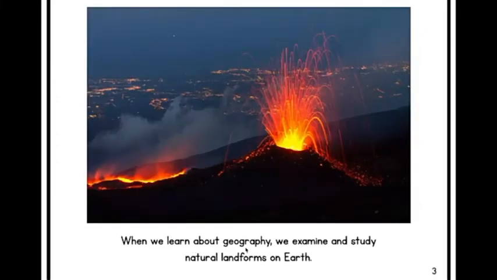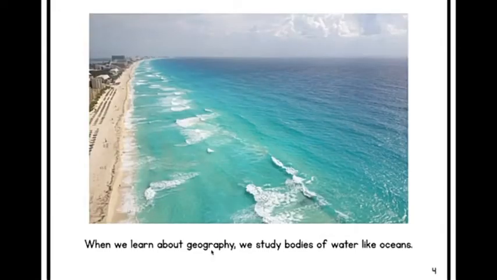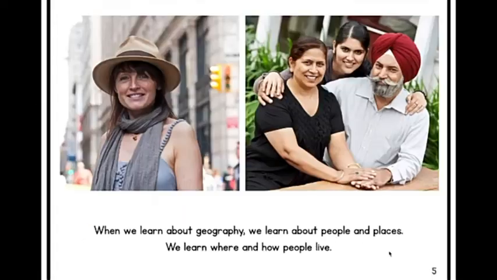When we learn about geography, we examine and study natural landforms on Earth. When we talked about habitats, we talked a little bit about landforms, forests and volcanoes and oceans. Those are called landforms. When we learn about geography, we study bodies of water like oceans. We're going to learn about the different oceans in the world. The oceans are all salt water. Remember we talked about the difference between fresh water and salt water. Lakes and ponds are also part of geography, but when we talk about oceans, we're talking mostly about salt water.